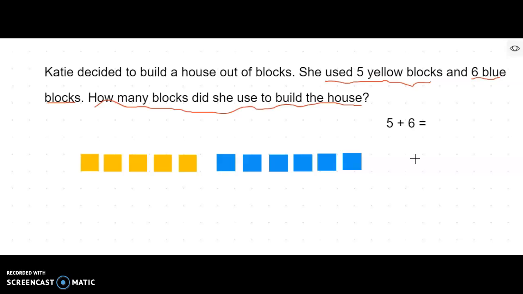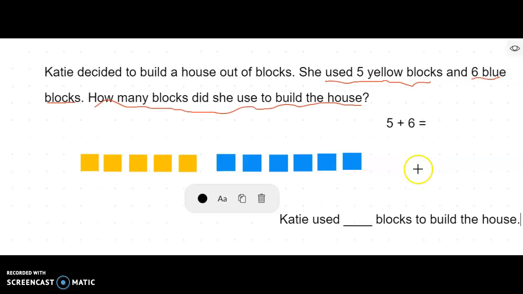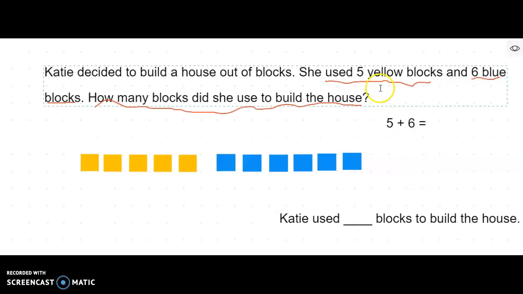When I'm solving a number story, I like to write out a sentence because as we get older, our teachers like us to write out sentences to answer our math problems. They like us to explain our number we got. So I'm going to write, Katie used blocks to build the house. Okay. So she used 5 yellow blocks and 6 blue blocks. I want to know how many blocks that is all together.